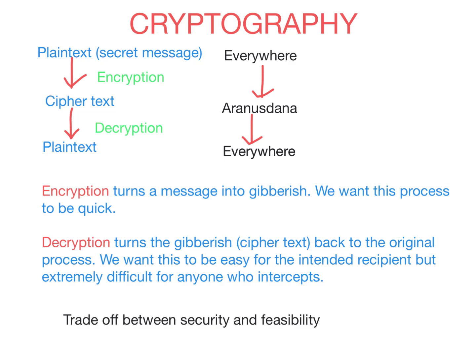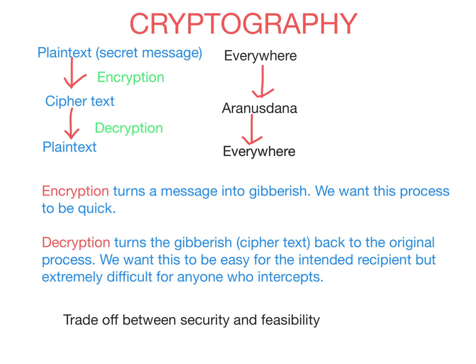Thank you so much for tuning into this video in which we will introduce cryptography. So that is the mathematics of taking a plain text message like "everywhere" and encrypting it. When we encrypt it, we turn it into ciphertext, which is something like this, which is gibberish. We take a secret message and turn it into gibberish so that anyone who intercepts the message can't decipher it.